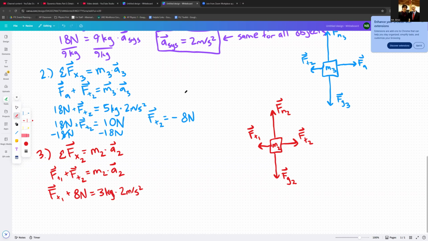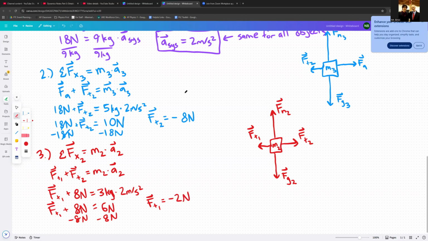Okay. Well, this is pretty quick math here. We got 3 times 2 is 6 newtons, equal to 8 newtons plus Ft1. Subtract 8 from both sides. And over here we have tension Ft1 equal to negative 2 newtons.